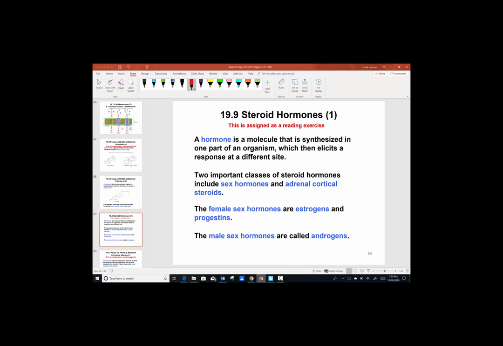And you'll go through and compare what a hormone is as a molecule that's synthesized in one part of the organism, but it doesn't have an effect in the immediate area. It actually elicits a response at a different site. So a hormone is a traveling messenger. You'll look at the chemical compositions of a few hormones, such as the sex hormones and adrenal cortical steroids as well. And you'll look at the sex hormones of estrogen and progesterones in females and androgens in the male. And you'll fill in that reading packet.